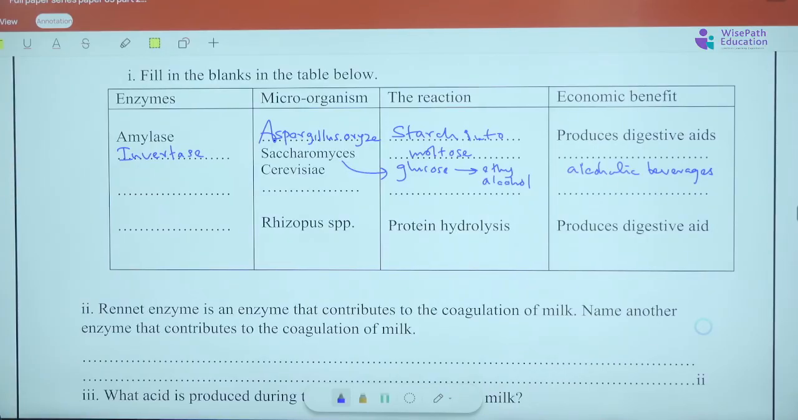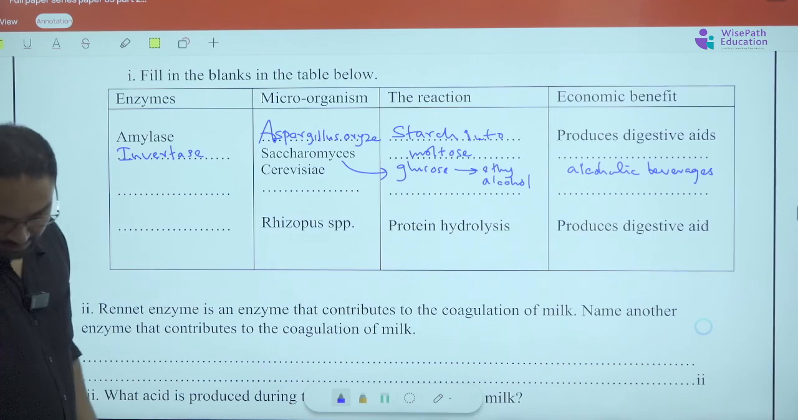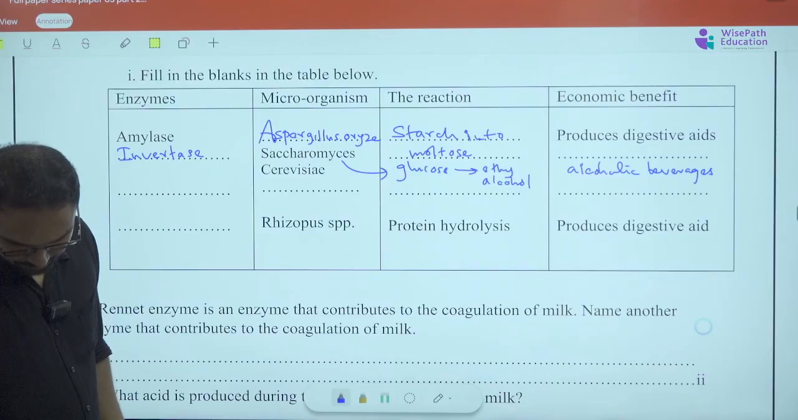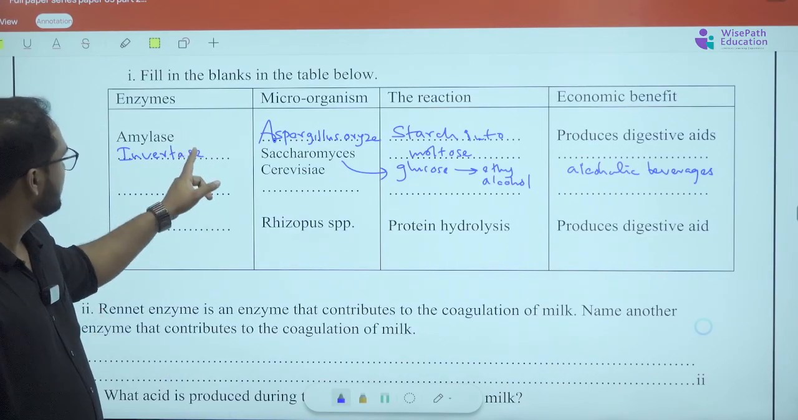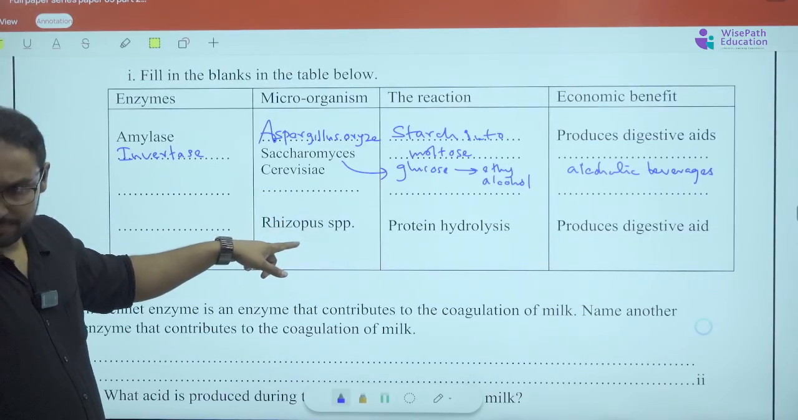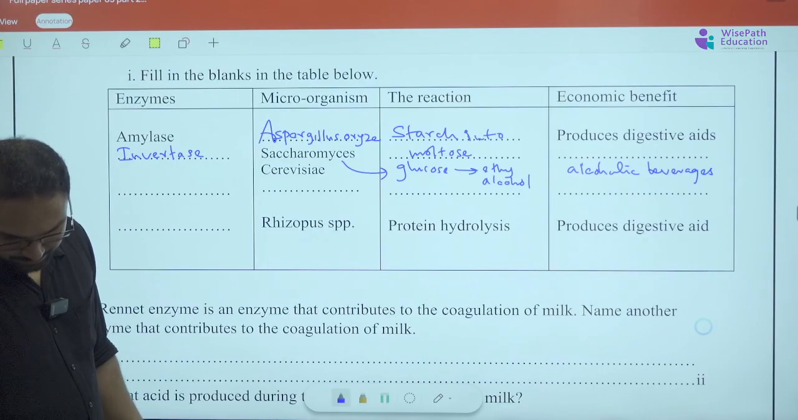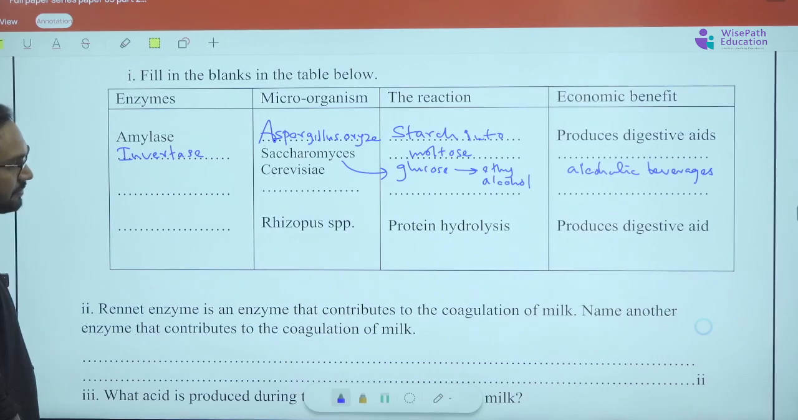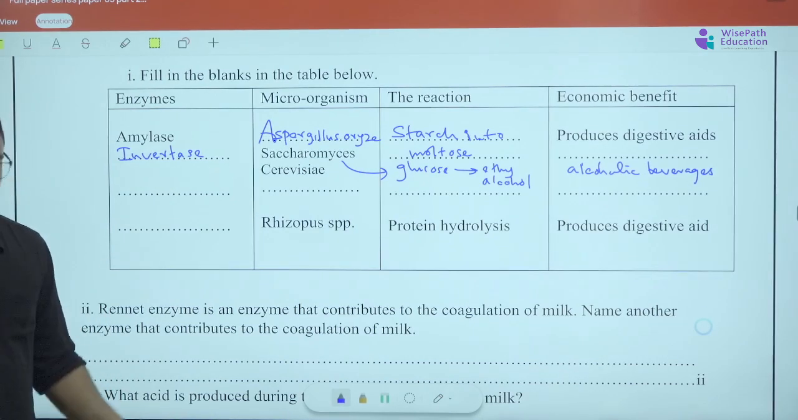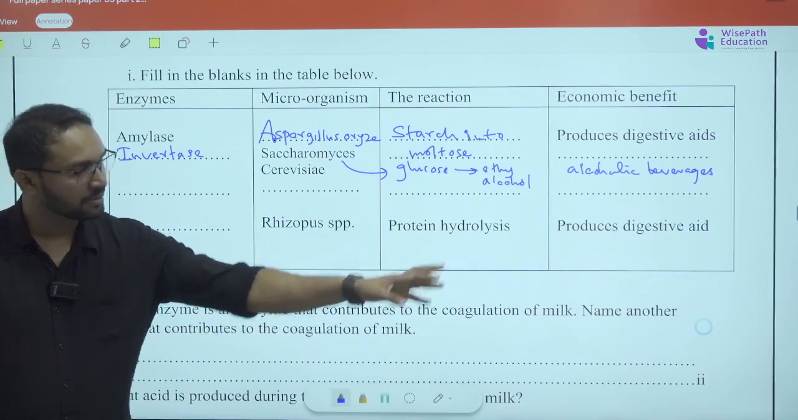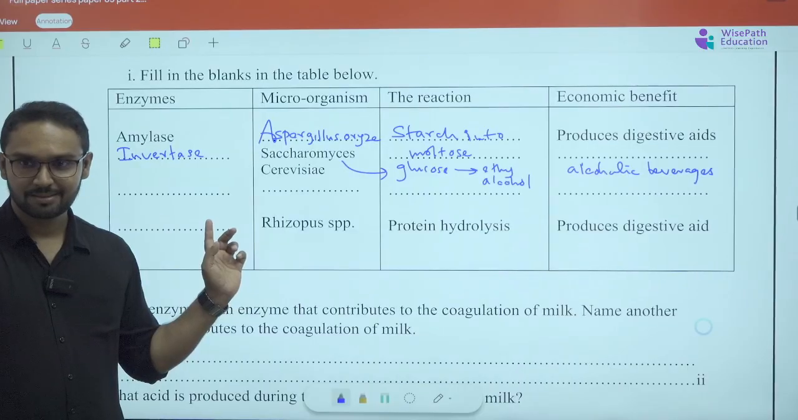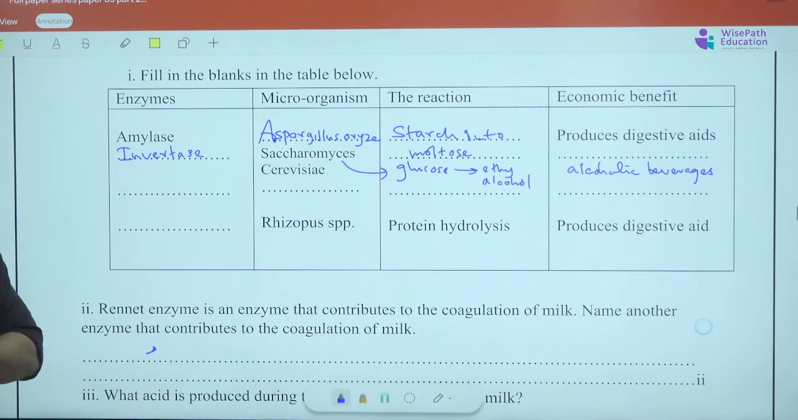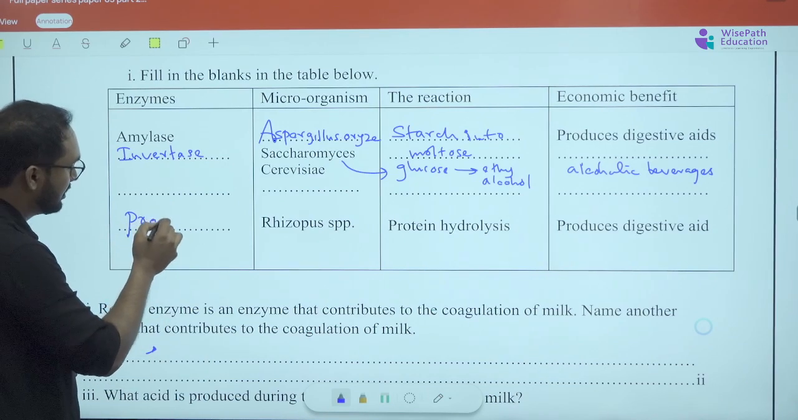And the next one is rice hoppers, right? Amylase, then the Saccharomyces, the next one given is rice hoppers. Rice hoppers makes what? Let's say you don't know, doesn't matter. Some of the things are given there. Protein hydrolysis produces digestive aids. So what should this be? Protease enzymes. You know protease enzymes? It's a simple thing, right? Protease enzymes.